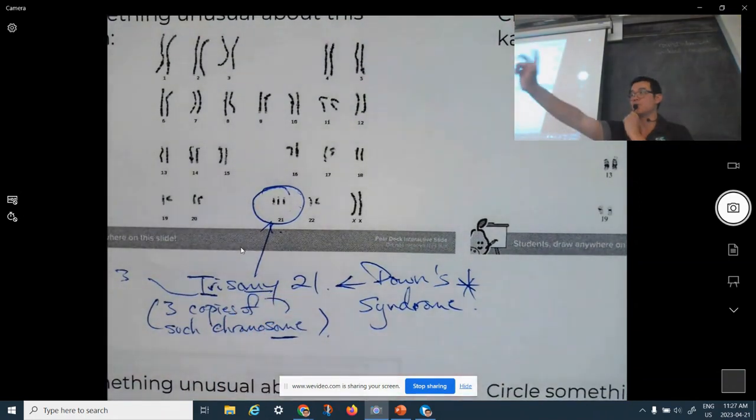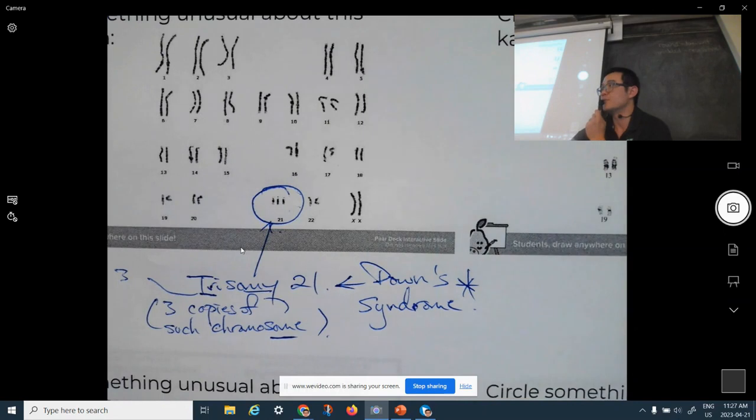Okay? Trisomy 1, 2, and 3. So is Down syndrome only particular to chromosome 21, or can it be like having extra copies of other chromosomes? Trisomy 21, that's Down syndrome.